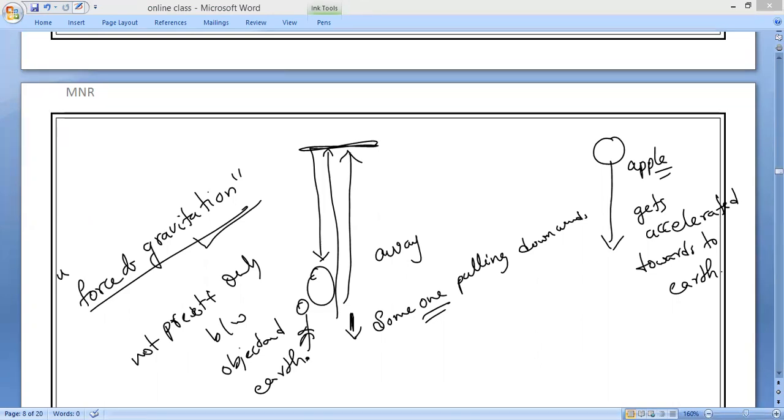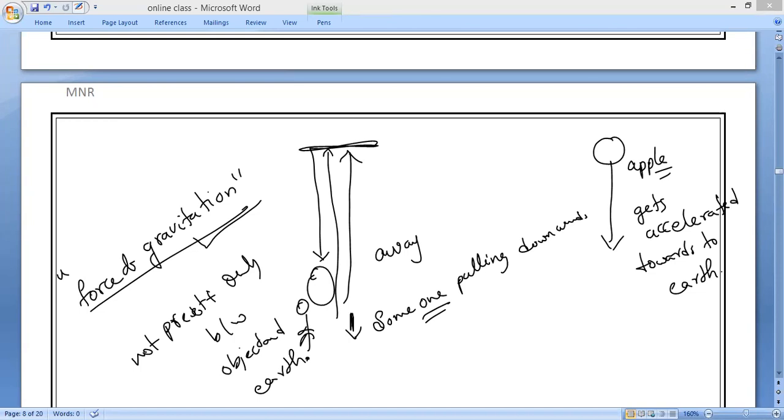Now how he proved this universal law of gravitation, what he proved, and how he derived it, all of that we will study in the next class, along with the proof he made. So let it be with this. I will stop today's class.